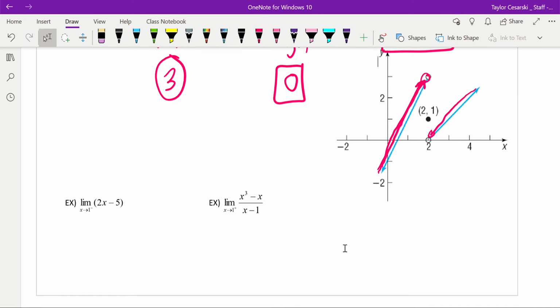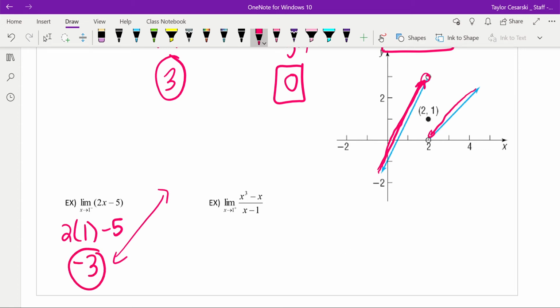So the limit as x approaches 1 from the left. Now this one doesn't give us a graph. We could graph it. However, we also know that's just a line. So this is obviously not exact, but we can see it's going to approach the same thing from the left and the right. So I can use my algebraic techniques here, and I can plug in 1: 2 times 1 minus 5. 2 minus 5 is going to be negative 3. Because that's a line, it's a polynomial, I can use my technique there.